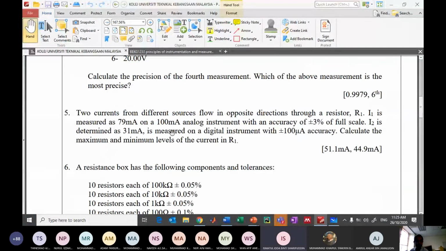Okay, soalan nombor 5. Two currents from different sources flow in opposite direction through a resistor R1. I1 is measured as that value. It uses analog instrument. Accuracy plus minus 3% of full scale. I2 is determined as 31 milliamps. Measured on a digital instrument. Satu pakai analog, one uses analog, one uses digital. And the accuracy is plus minus 100 microamp. So calculate the maximum and minimum levels of the current in R1. Okay, to understand this question, we need to be able to convert from the description into a figure or a diagram. Okay, so two currents from different sources flow in opposite direction through a resistor R1.